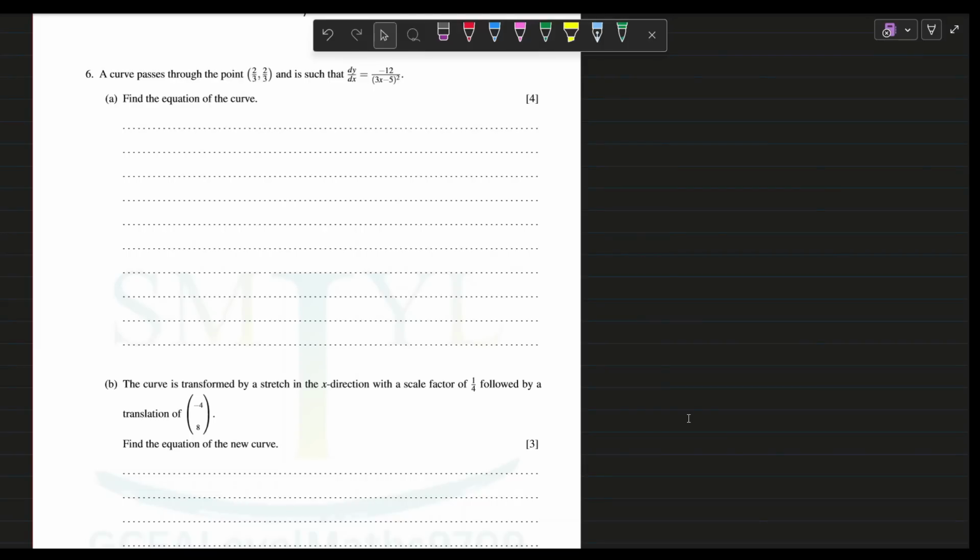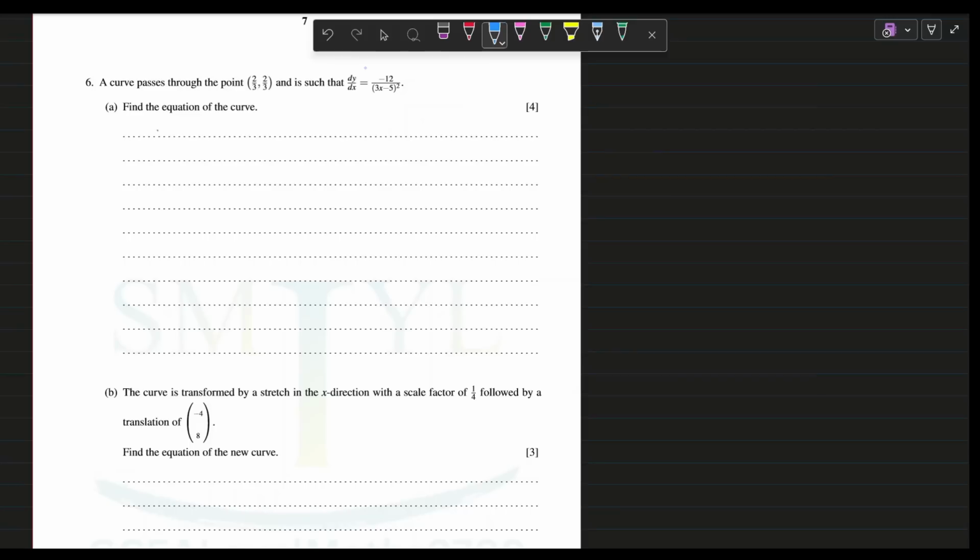Number 6. A curve passes through the point 2/3, 2/3, and is such that dy/dx is equal to negative 12 over (3x minus 5) squared. Part A. Find the equation of the curve. So we are given that dy/dx is equal to negative 12. Now I'm actually going to bring this up to the numerator so that it becomes (3x minus 5) to the negative 2. And we want to find the equation of the curve.